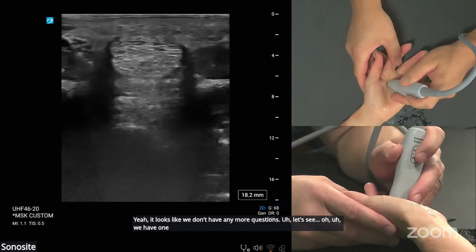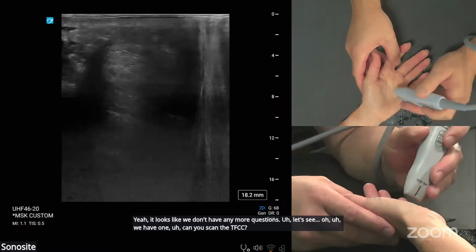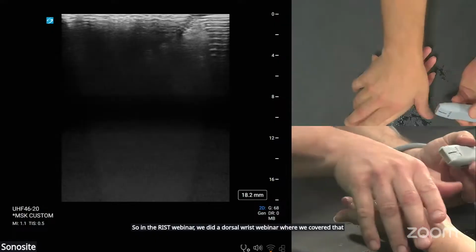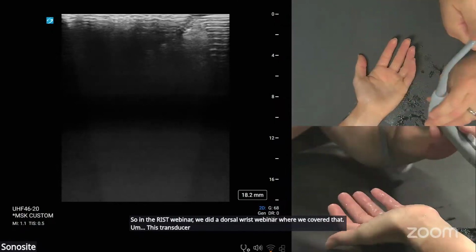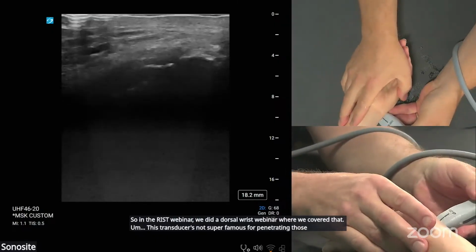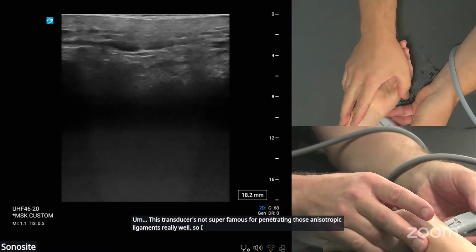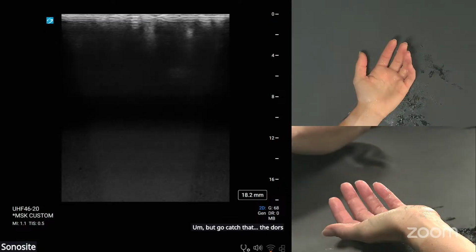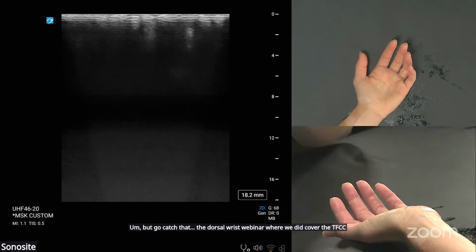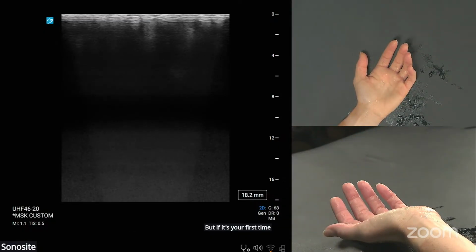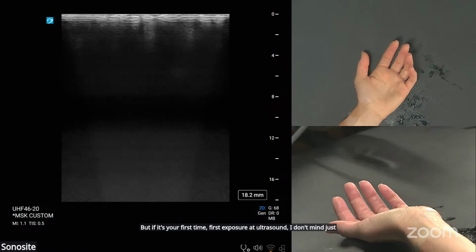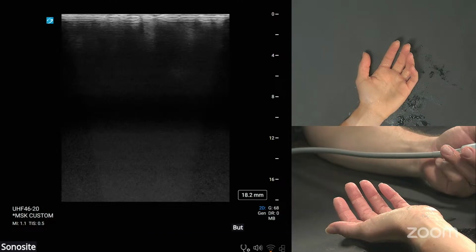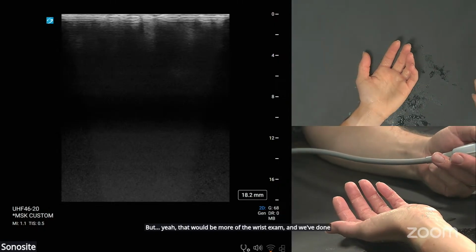Can you scan the TFCC? So in the wrist webinar, we did a dorsal wrist webinar where we covered that. This transducer is not super famous for penetrating those anisotropic ligaments really well, so I'd probably want to change over. But go catch the dorsal wrist webinar where we did cover the TFCC in more detail. But if it's your first exposure to ultrasound, I don't mind just giving you a glance while we're waiting on another question. But yeah, that would be more of the wrist exam, and we've done wrist webinars already.